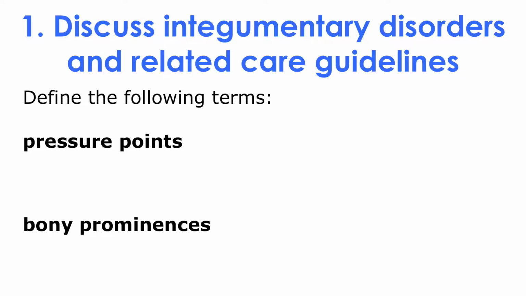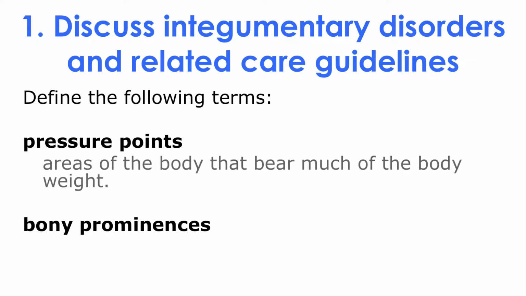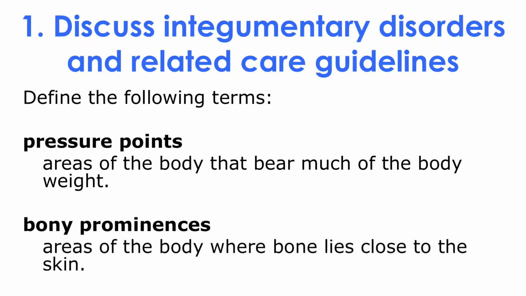Okay, next thing, pressure points and bony prominences. So these are very important to know. So pressure points are the areas in the body that bear much of the body's weight. So this is very important for us to know for a lot of clients who are not mobile or cannot really move themselves too much. And we will discuss that further on and why pressure points are so important to be looked into. Bony prominences are the areas in the body where the bone lies close to the skin.